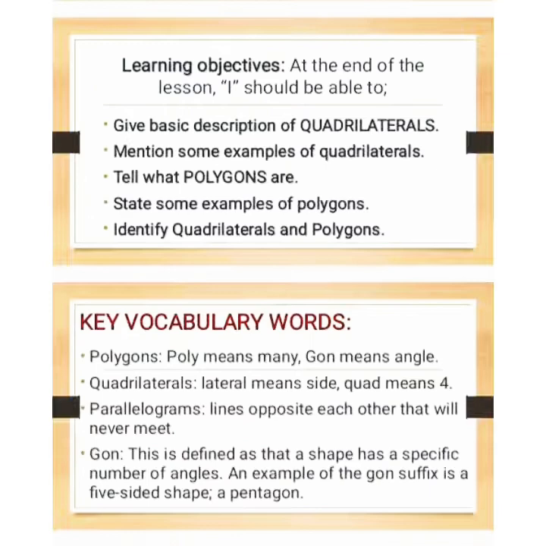Then parallelograms: lines opposite each other that never meet. So any shape with lines opposite each other that never meet is referred to as a parallelogram. Then gon, this is defined as a shape having a specific number of angles. When you see a shape with a specific number of angles, for example, we have the pentagon, nonagon, heptagon, and so on. So let's roll along. Thank you.